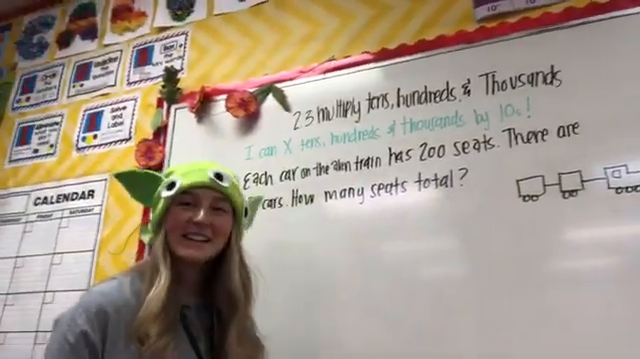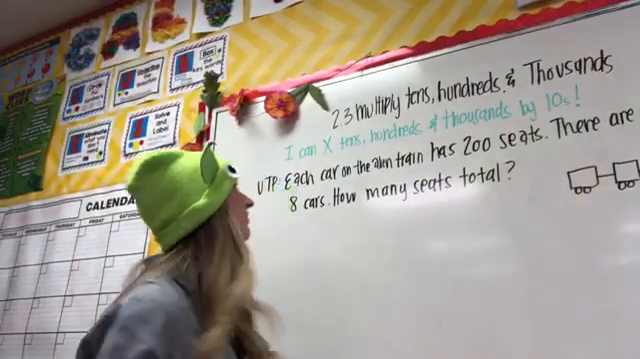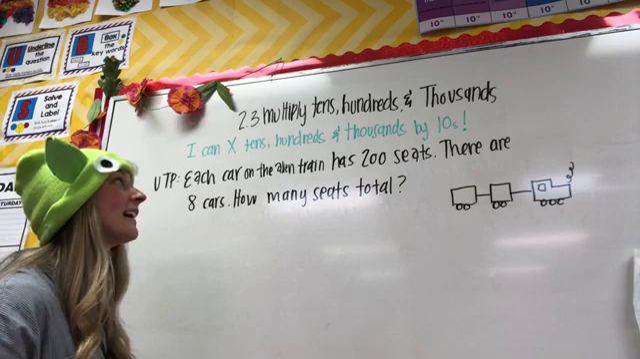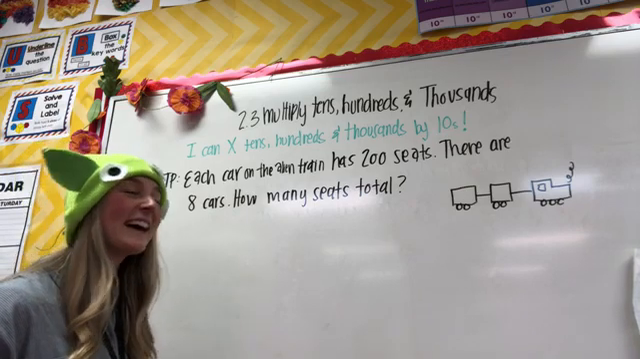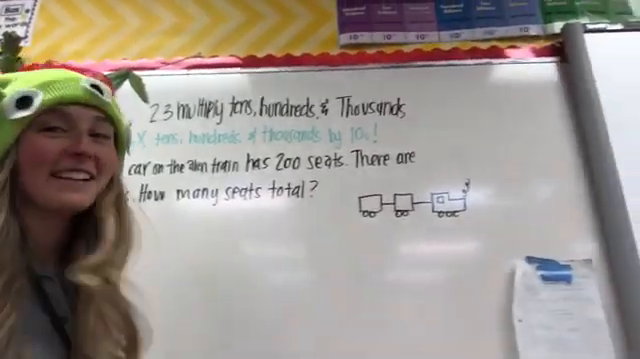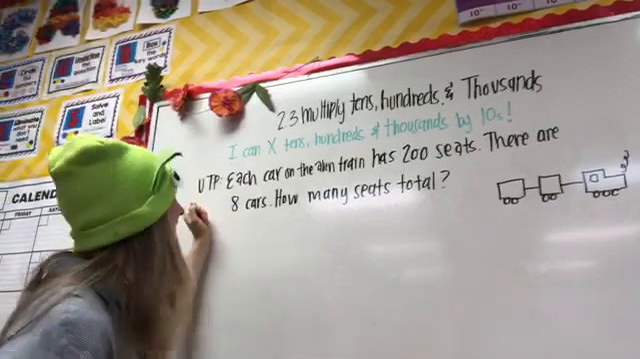All right, here is our first question. So in your best alien voice, say our statement. I can times tens, hundreds, and thousands by tens. If you want to try, you don't have to, but I think alien voices are better. All right, here is our UTP, our Unlock the Problem today.